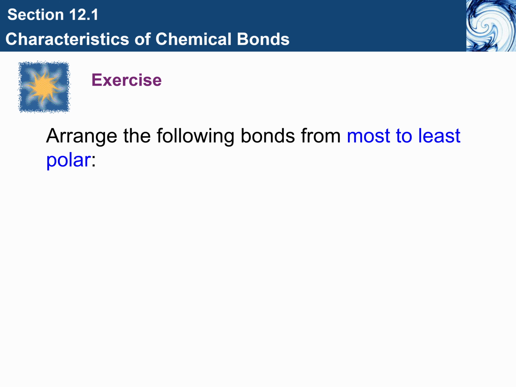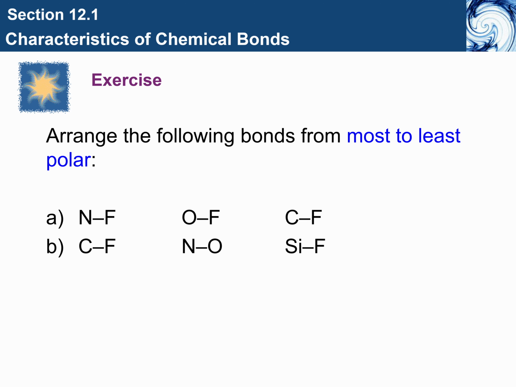All right, in this exercise, we will arrange the bonds from the most to least polar. In our first set, we have a nitrogen to fluorine, we have an oxygen to fluorine, and then we have a carbon to fluorine. Our second set, we have a carbon to fluorine, a nitrogen to oxygen, and a silicon to fluorine. And our third, we have a chlorine to chlorine, a boron to chlorine, and a sulfur to chlorine.